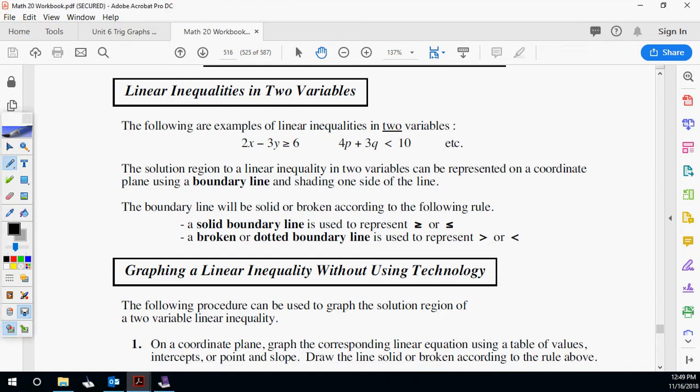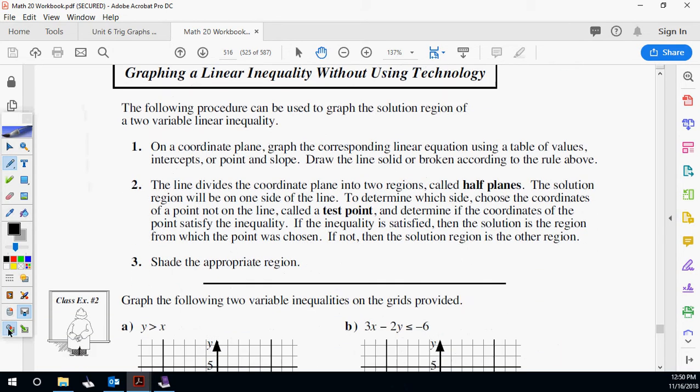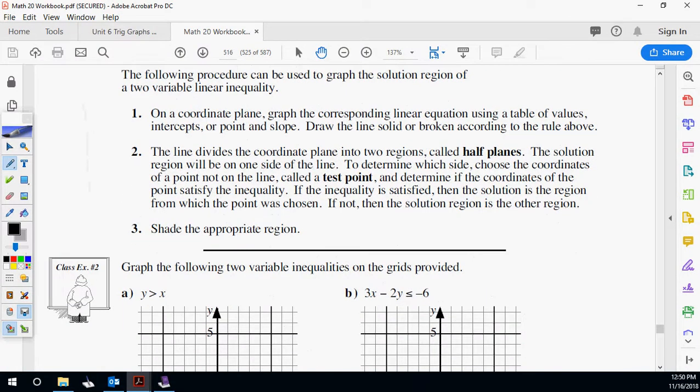Like what Jared was saying, open dot, closed dot, when you're doing lines, it's solid line or dashed line. So dashed line if it's not equal to, solid line if it is equal to. That's what this is saying: solid for equal to, broken for not equal to, less than, greater than. All right, so let's see here. The following procedure can be used to graph the solution region for two variables. It's nice to solve for y so you can see the slope for linears. That's what they suggest.